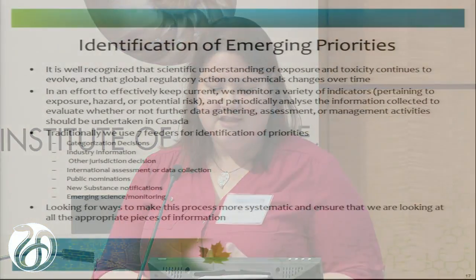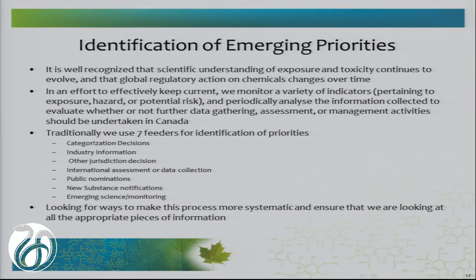So while we're doing all this, we also recognize that scientific understanding of exposure and toxicity continues to evolve over time, and we can't just stop with the categorization decisions or priorities. We have to continue to update our list of priorities. Traditionally, we use 7 feeders for the identification of priorities. We use categorization decisions, industry information, decisions by other jurisdictions in Canada, international assessments or data collection, public nominations, trends that we see in the new substance notifications coming in, and emerging science or monitoring data.